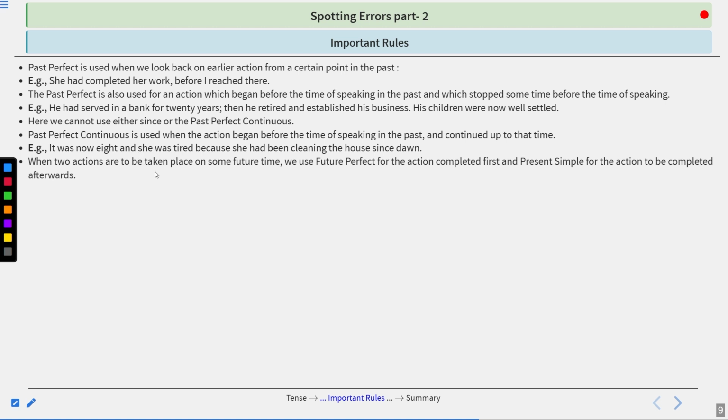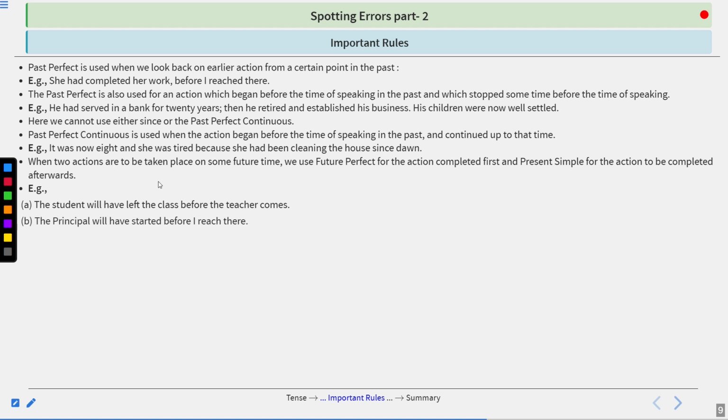When two actions are to take place at some future time, we use future perfect for the action completed first and present simple for the action to be completed afterwards. The student will have left the class before the teacher comes. So in the main clause, the student will have left the class before the teacher comes. So this work has been done earlier. The teacher comes in future.